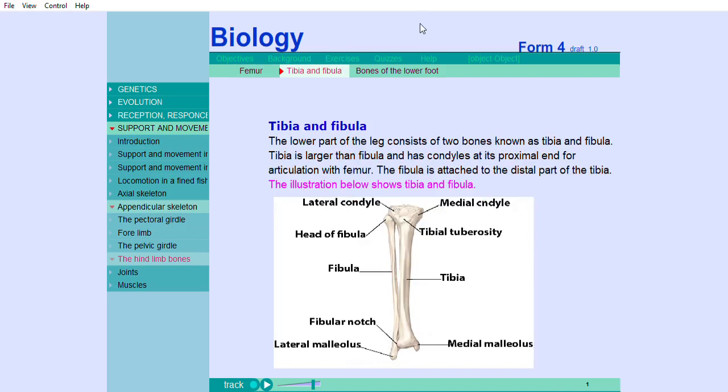Tibia and fibula. The lower part of the leg consists of 2 bones known as tibia and fibula. Tibia is larger than fibula and has condyles at its proximal end for articulation with femur. The fibula is attached to the distal part of the tibia. The illustration below shows tibia and fibula.